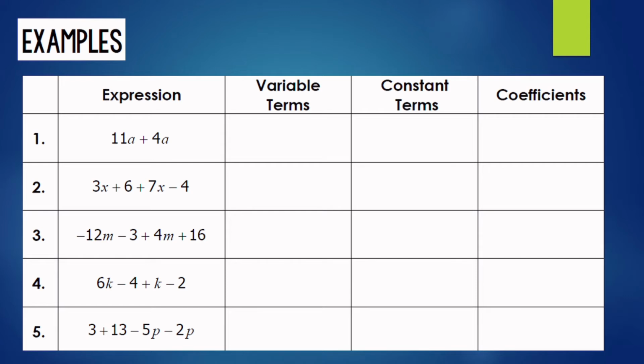So all I want right now is to go through and state the variable terms, the constant terms, and the coefficients. Ready? Remember, at any time, pause if you need a pause to write it down. So number 1, my variable terms would be 11a and 4a. My constant terms, you would have to write none. Do not put 0, because if you put 0, 0 is a constant. My coefficients, I look back at what my variable terms are. So in this one, it's 11 and 4.